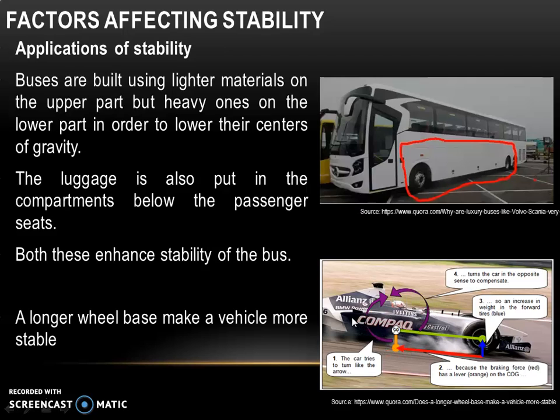Here we can see a racing car. When it moves, the car tries to turn like this arrow shown over here, because the braking force, which is shown in red color, has a lever on the center of gravity, which is shown by orange color. So, an increase in the weight on the forward tires will turn the car in the opposite direction to compensate for this disturbing couple. So, this is a disturbing couple and this will be the restoring couple, due to which the car will be stable.